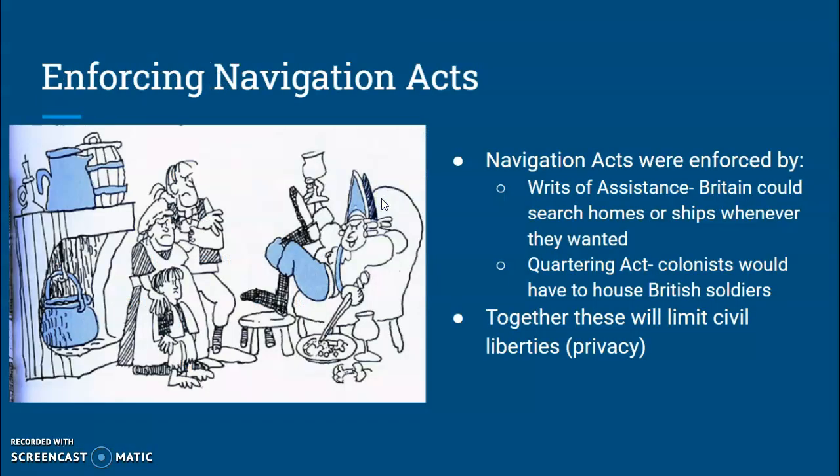Next, to help enforce the Navigation Acts to keep England making that money, a couple of things are going to be passed. You're going to have the writs of assistance. This is where Britain could search homes or ships whenever they wanted. They basically come in your house, search your belongings, your home, your business, or even a ship, and they will be looking for goods you're not supposed to have.